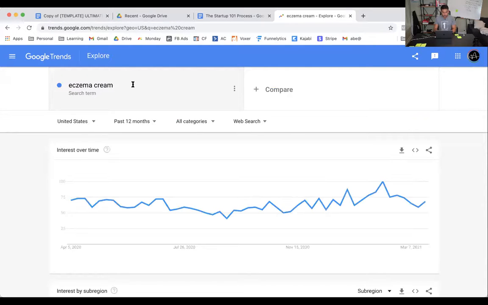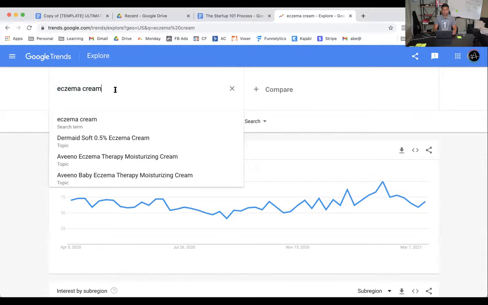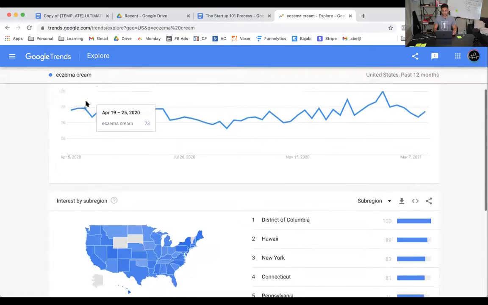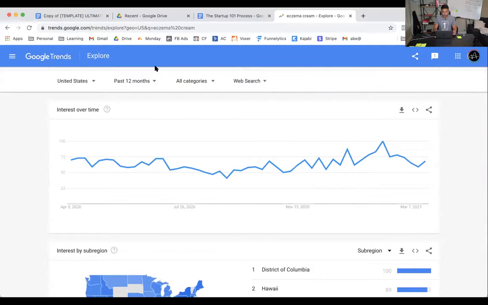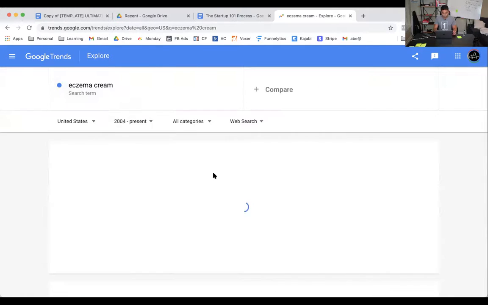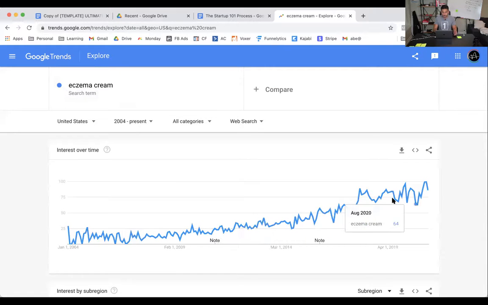Ultimately, what I'm looking for is, we know there's a problem, right? You've got your problem. Imagine you're in the position of somebody who had this problem, whatever problem it is that you have, and start to search what you think that person would search if they were on Google trying to find an answer, okay? So like eczema cream, right? What we're looking at right now is how much demand there is. Wow, that's pretty interesting actually. How many people are searching for this?